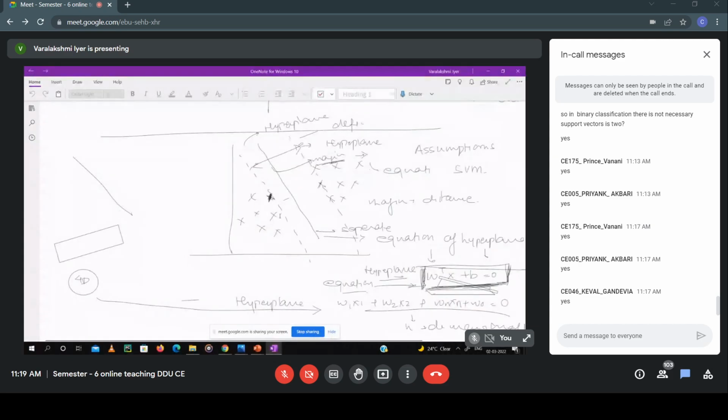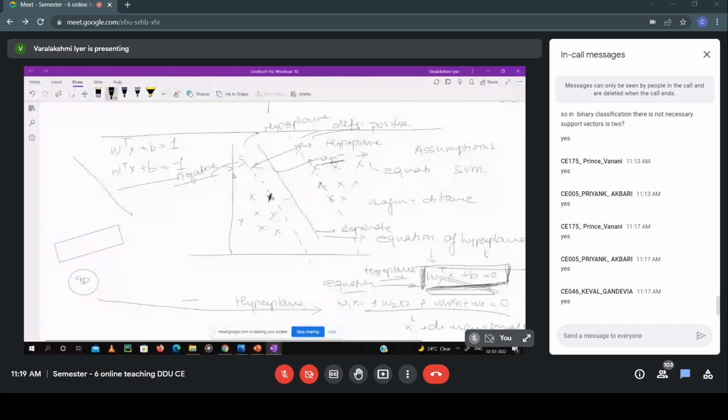Okay. So what we'll be doing is defining the equation of the hyperplane on the positive side, and defining the equation of the hyperplane on the negative side. For our mathematical convenience, this hyperplane on the positive side will be W transpose X plus B equals 1, and W transpose X plus B equals -1.